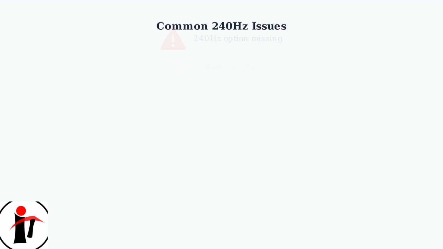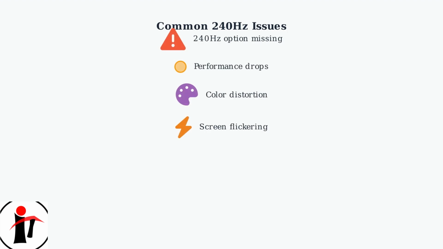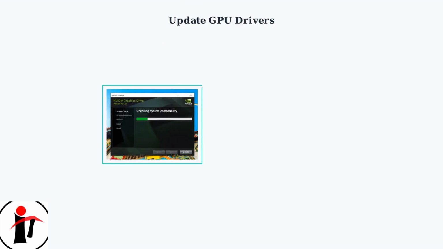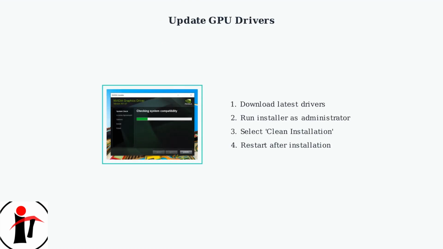When setting up 240 Hz on your Sceptre monitor, you may encounter several common issues. These problems have straightforward solutions that we'll address step by step. The most common cause of missing 240 Hz options is outdated graphics drivers. Always download the latest drivers from NVIDIA or AMD's official websites. Run the installer as administrator and select Clean Installation to remove any conflicting files.